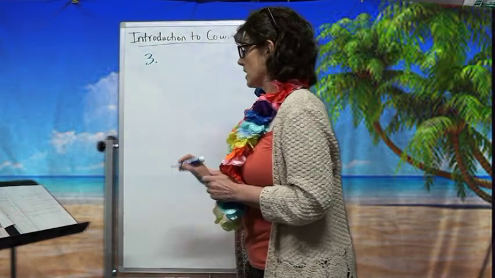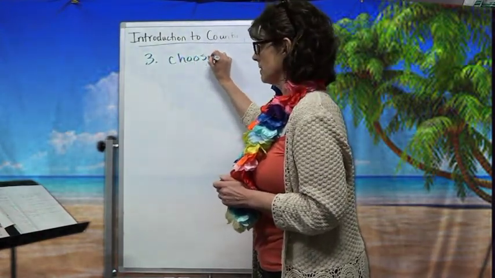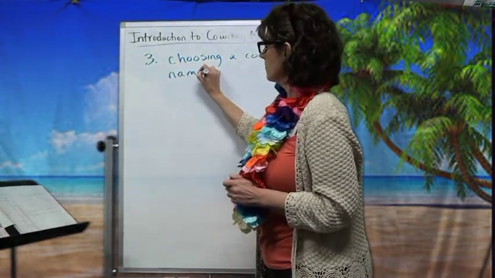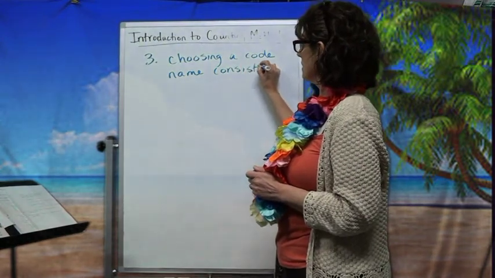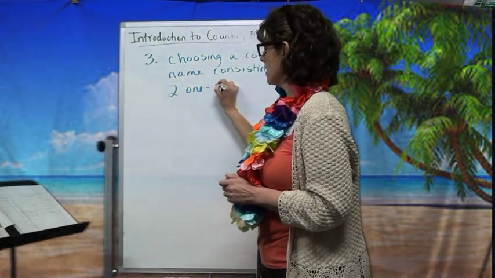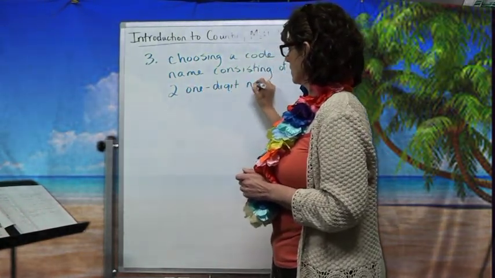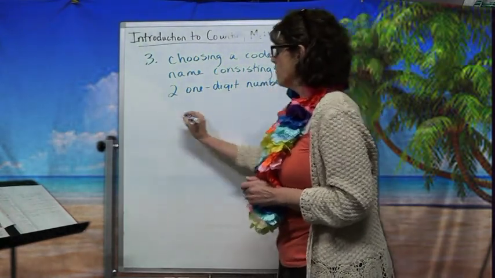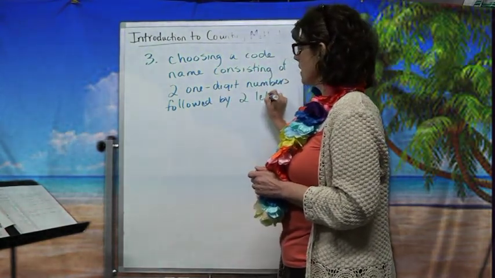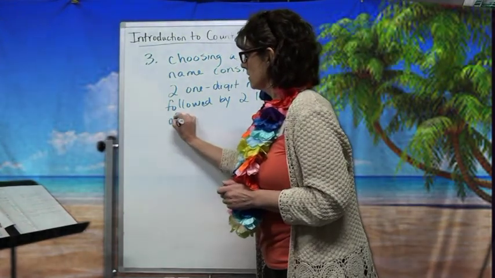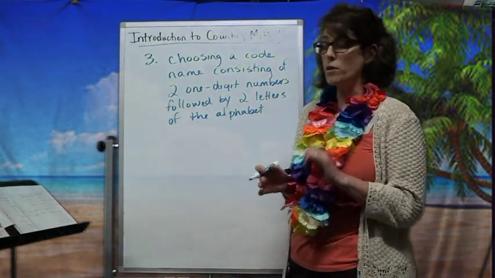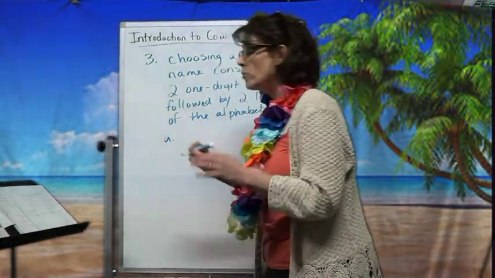So in this case, what's going to happen is I am choosing a code again. A code name consisting of 2 1-digit numbers, followed by 2 letters of the alphabet. So that means how many slots am I going to have? Absolutely, 4 slots. Now let's take a couple of conditions and throw them in this situation because we've not done that yet.